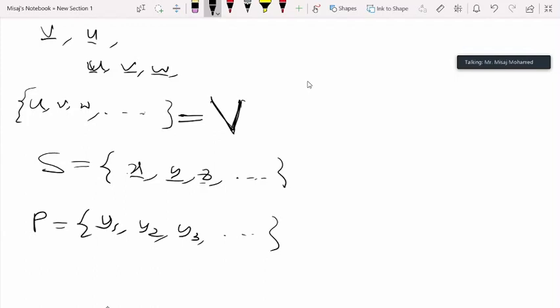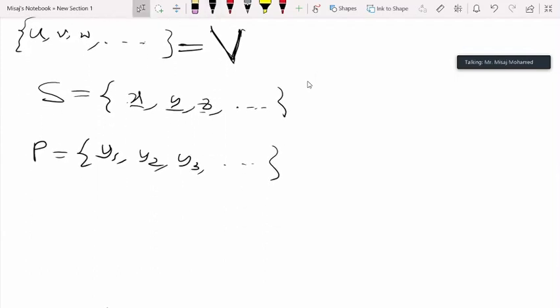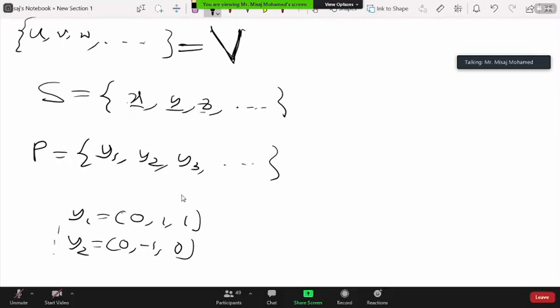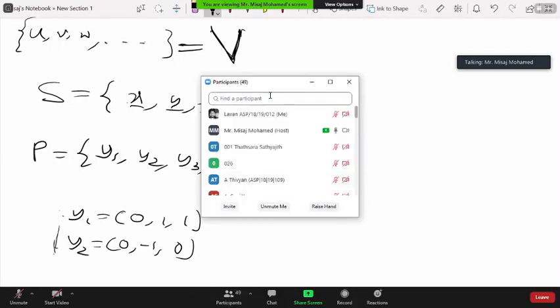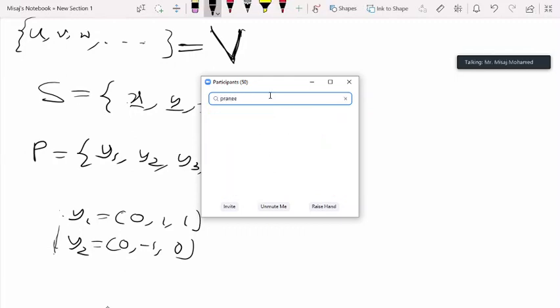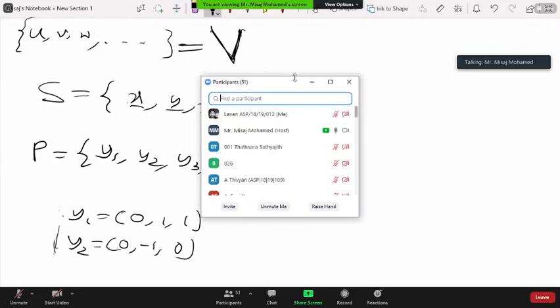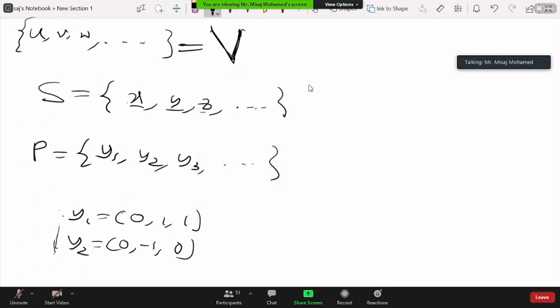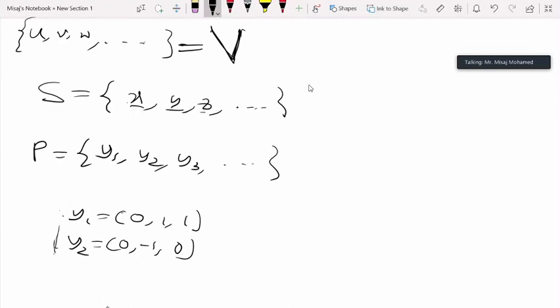These vectors may be, for example, y1 is the vector (0, 1, 1) or any type, y2 is (0, -1, 0). Maybe anything, but we denote these as small letters. These are called vectors. Whatever the dimension, no problem. We are denoting them as matrices here. This is the collection, the set of vectors. P is called the set of vectors, right?